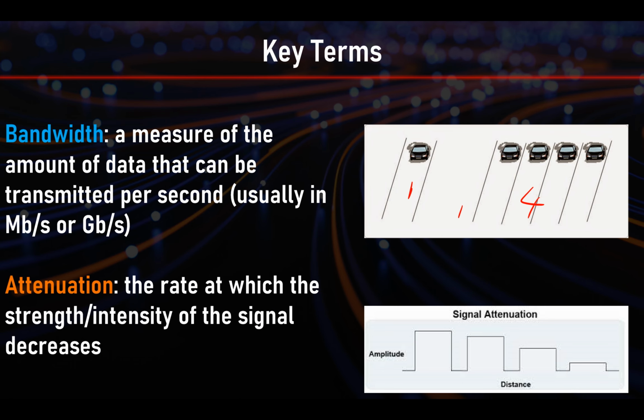Then attenuation, that's the rate at which the strength or intensity of the signal decreases. In this case, this is quite low attenuation, at least we're starting at the top. If, for example, we have something like that, that's going to be high attenuation: the signal strength is decreasing in intensity quite quickly. Whereas if we have something like this, this is going to be quite low attenuation: the signal intensity is decreasing quite slowly.